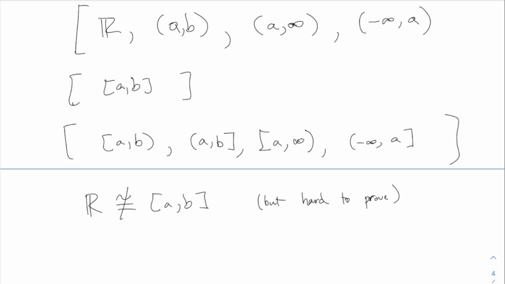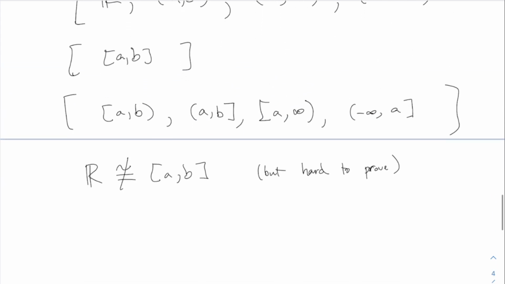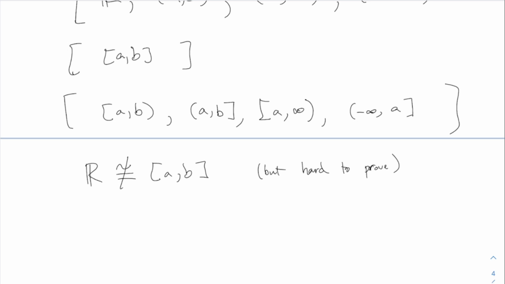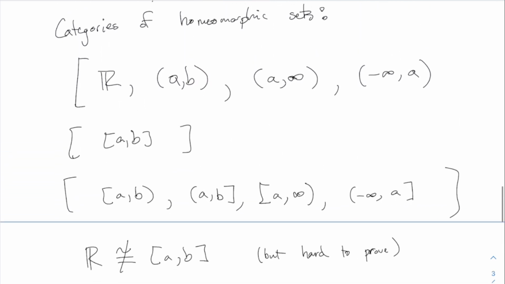One little technicality that we need to discuss about homeomorphisms, and this is something that I have been assuming all along but never actually said. I don't know if any of you have been thinking in the back of your mind, objecting to the way that I've been talking about these things. But something that I have been assuming all along is that you can make categories of homeomorphic sets.